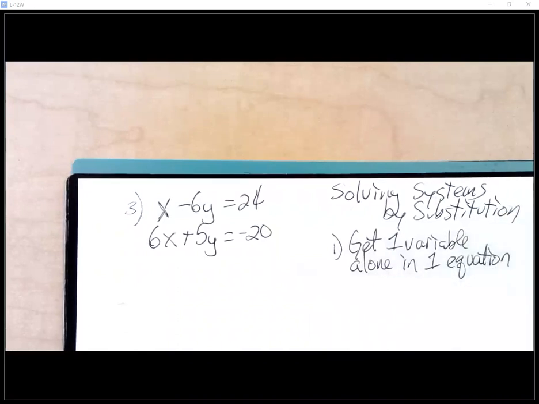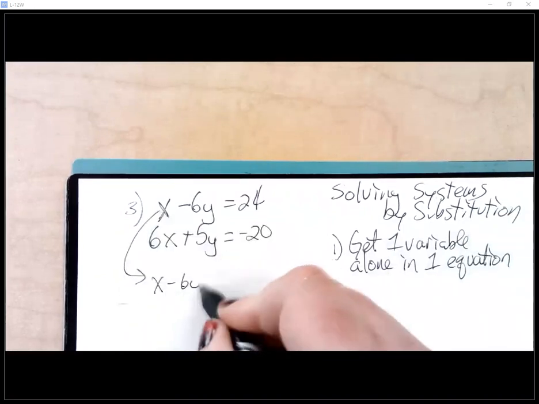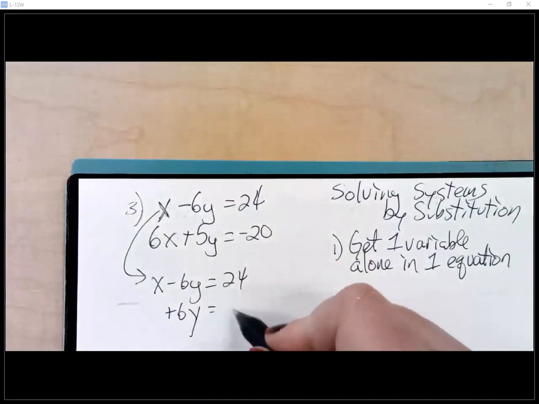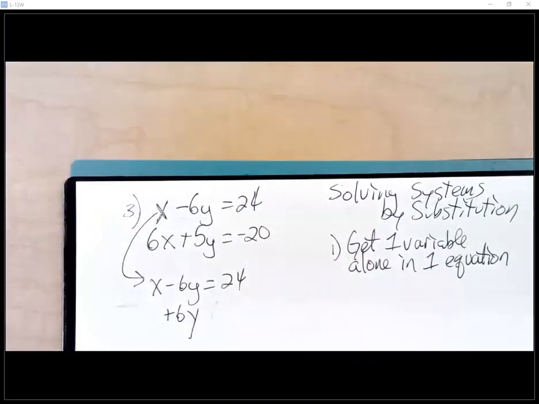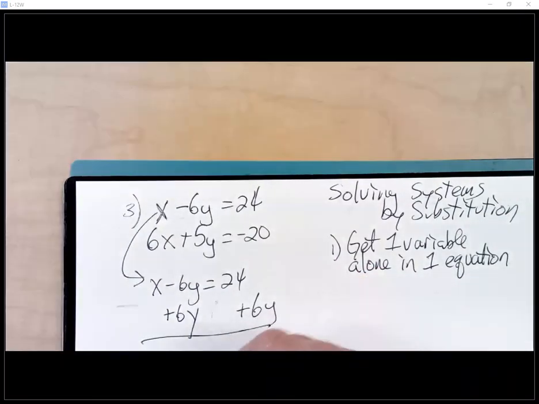So for me, I'm just going to take that top equation and I'm literally just going to add 6y to the other side. Oh, what am I doing? I don't know. Messing up already. So now I know that x is equal to 24 plus 6y.